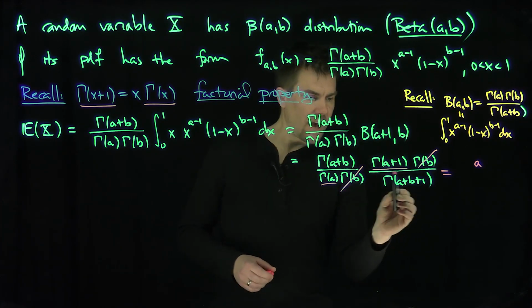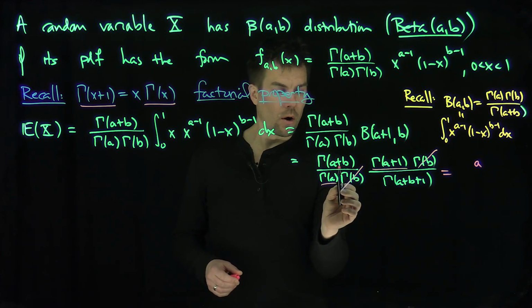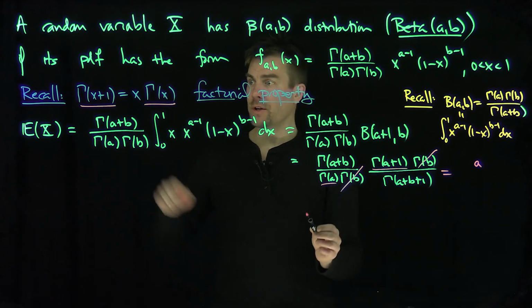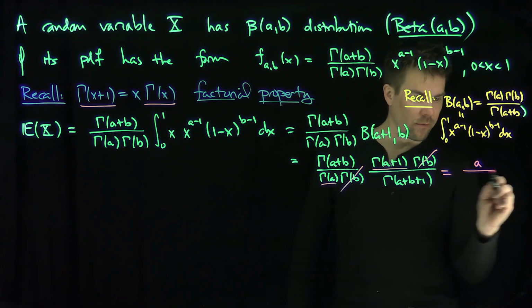And then over here, gamma of a plus b over gamma of a plus b plus 1 is 1 over a plus b. So it's going to be a times 1 over a plus b.